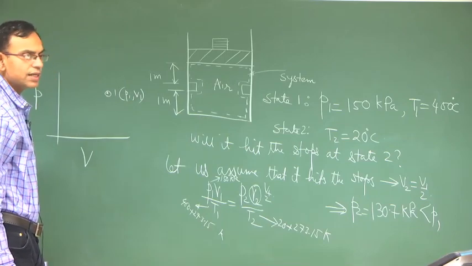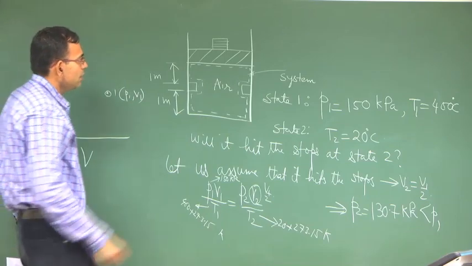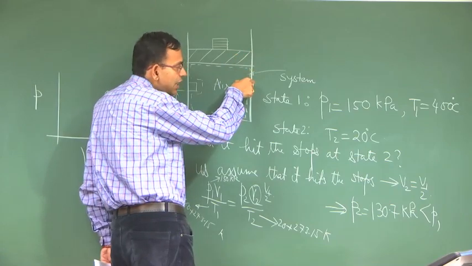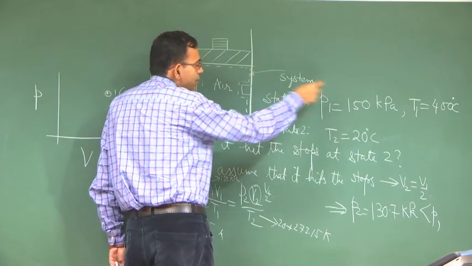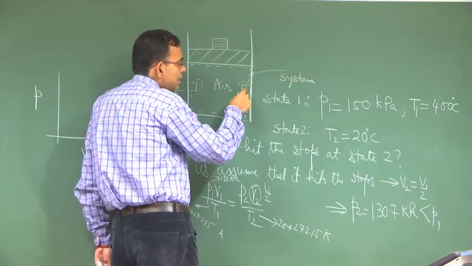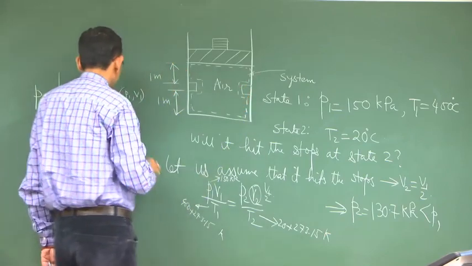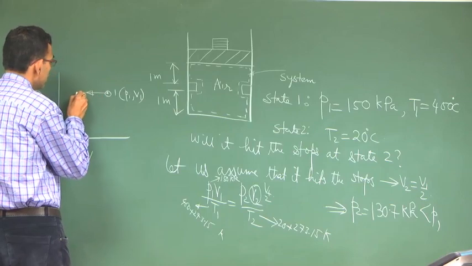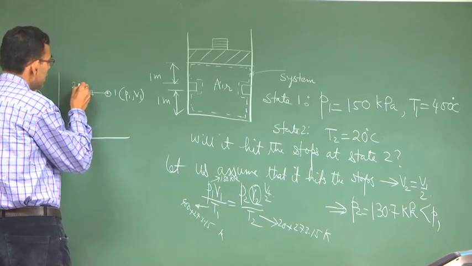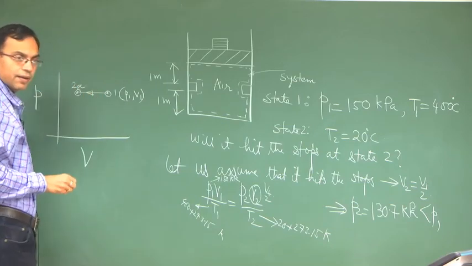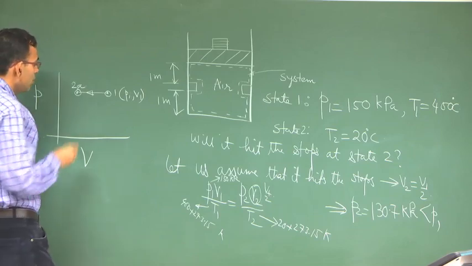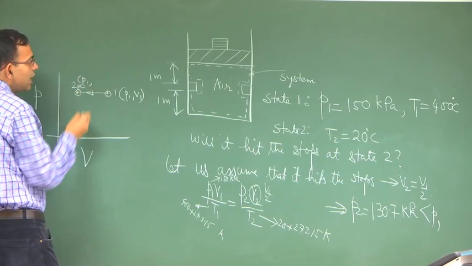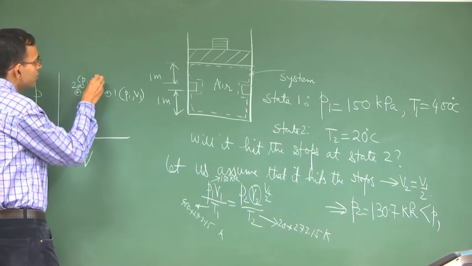From state 1, what is happening? The piston is coming down, so its volume is decreasing at a constant pressure of 150 kilopascal till it encounters the stops. So volume is reducing, and it comes to a state 2A, where still the pressure is P1 and volume is V stop.